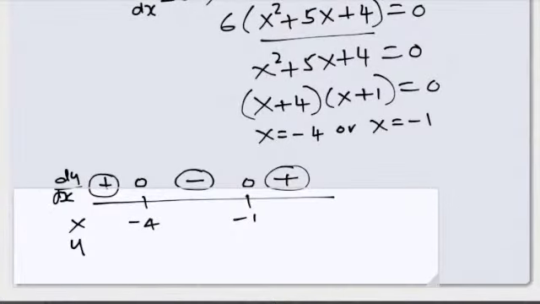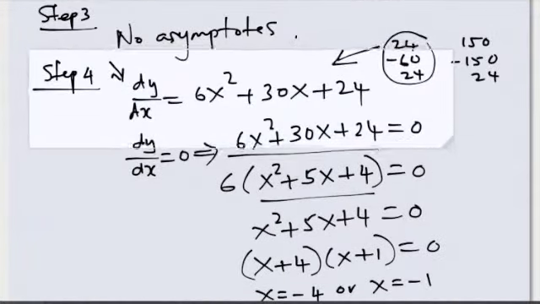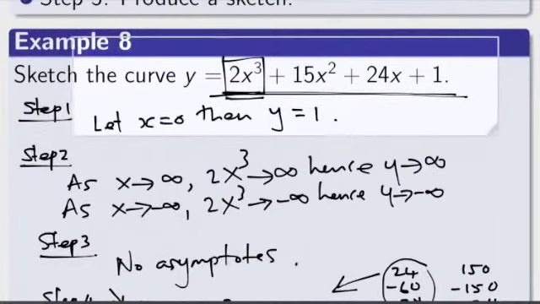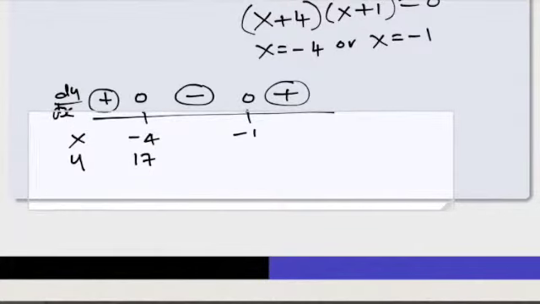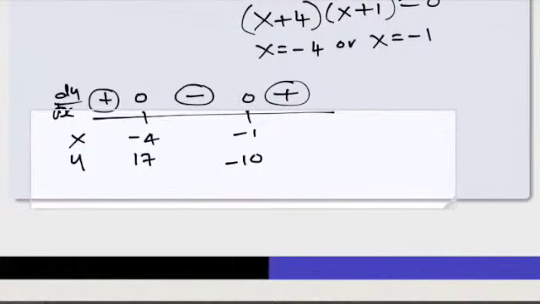At x equal to -4, y has the value of 17. If we substitute x equal to -4 in this expression for y, we'll obtain 17. And also if we substitute x equal to -1 in the expression for y, we'll obtain -10. So (-4, 17) is a stationary point, and also (-1, -10) is also a stationary point.